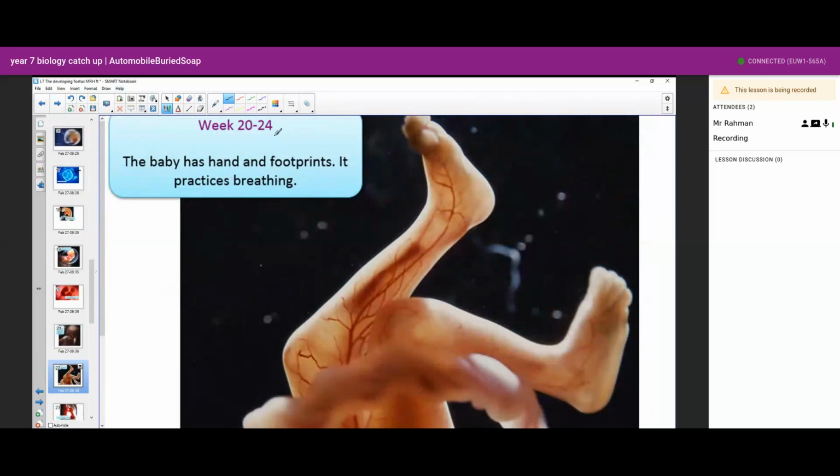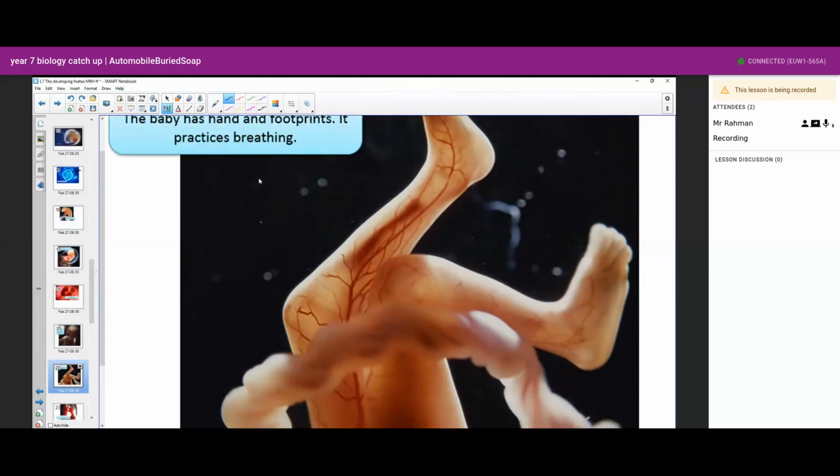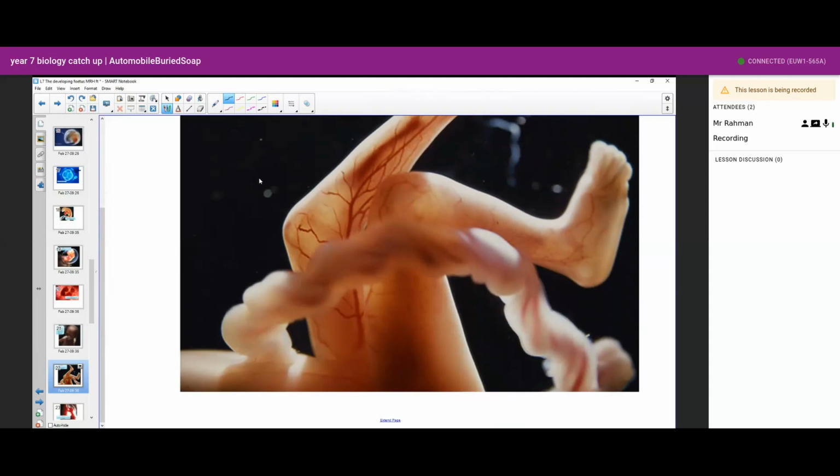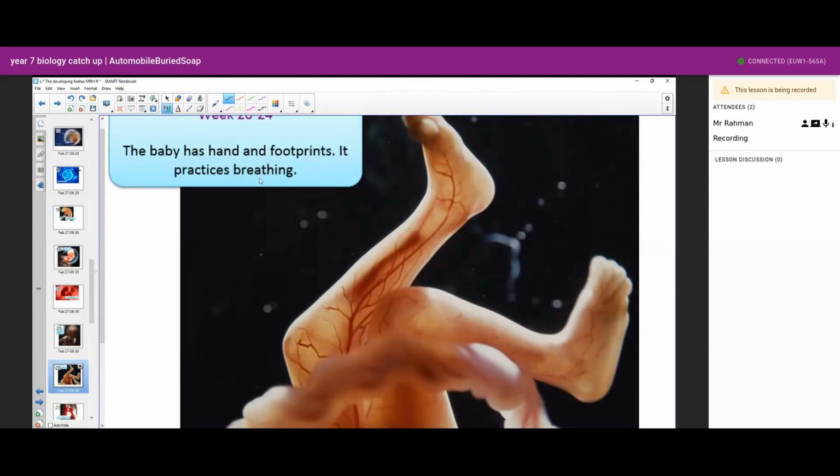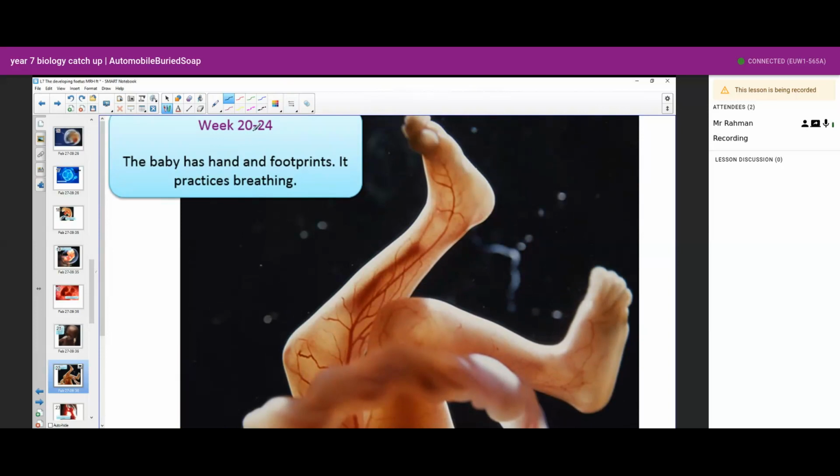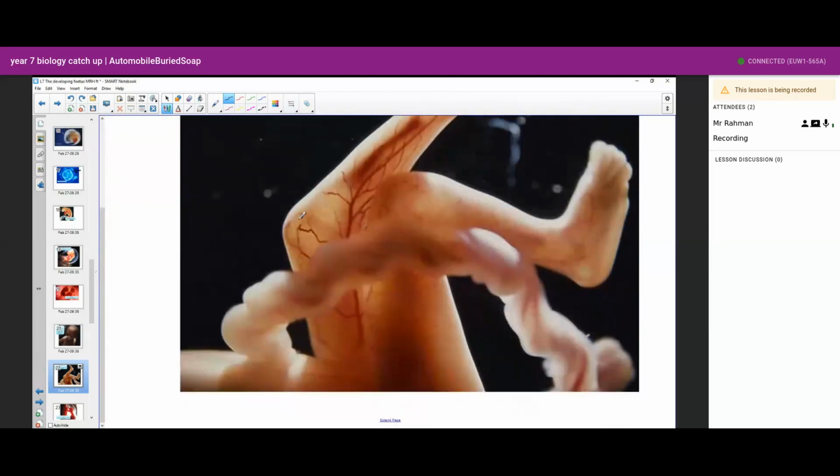Weeks 20 to 24, the baby has hand and footprints now, and it can practice breathing. So your fingerprints that you can see, if you look close at your fingerprints, those start to develop week 20 to 24.